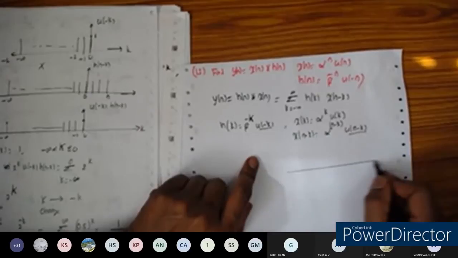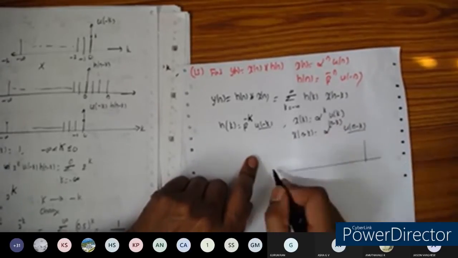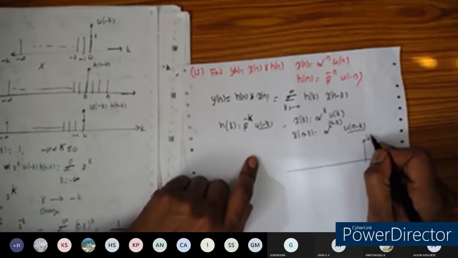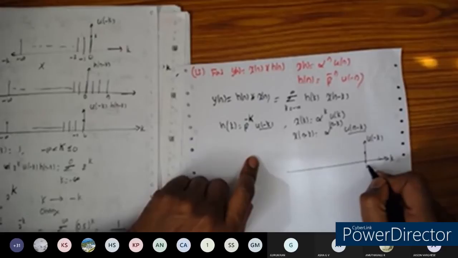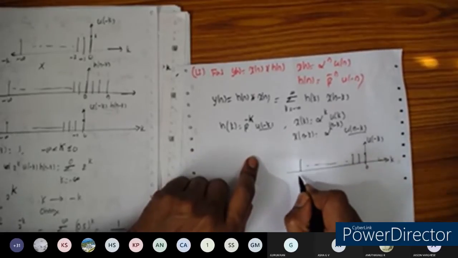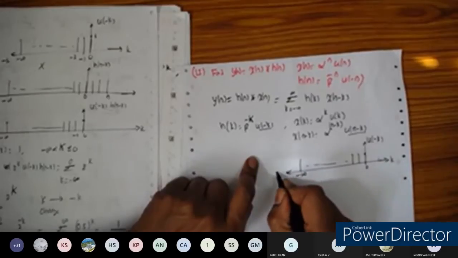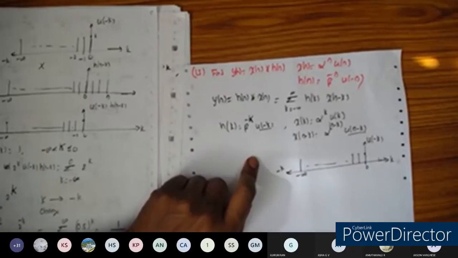U of minus k is nothing but the waveform can take the value from k is equal to 0 to the minus infinity. So that is u of minus k. It can take the value from k is equal to 0, 1, 2, up to the minus infinity. So this is nothing but minus k. This is u of minus k we will get here.